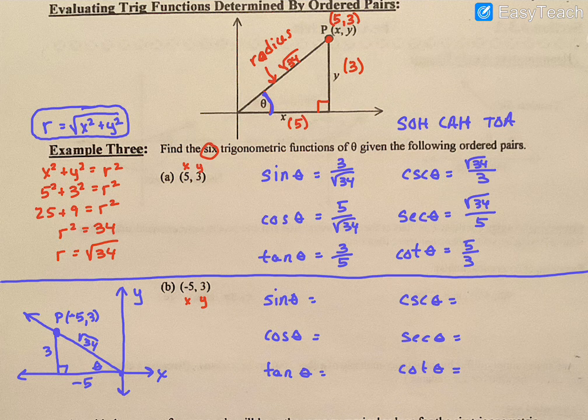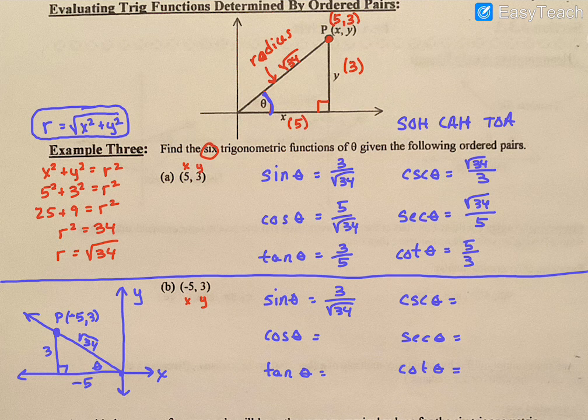So if you notice, again, theta is right there in the center. That's our angle that we're basing everything off of. Sine, opposite over hypotenuse. So opposite being the 3, hypotenuse being square root of 34. 3 over square root of 34. Notice it's the same as the previous sine.